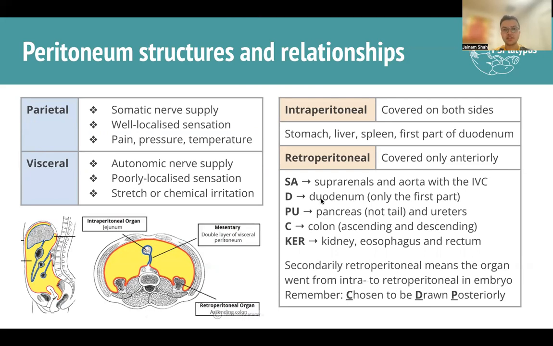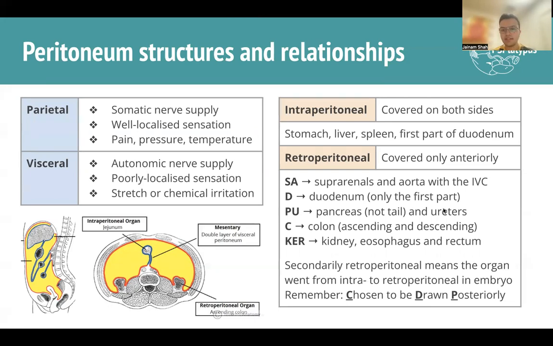Now, there's also this additional term, secondarily retroperitoneal, and that's just organs that have gone from an intraperitoneal position in embryology, and within the embryo itself, have managed to move retroperitoneally. In other words, the way I like to think about this is it was inside the abdominal cavity, just kind of suspended in the middle. And then eventually it shifted all the way to the back, got stuck to the posterior abdominal wall, and then only the front was covered with peritoneum.